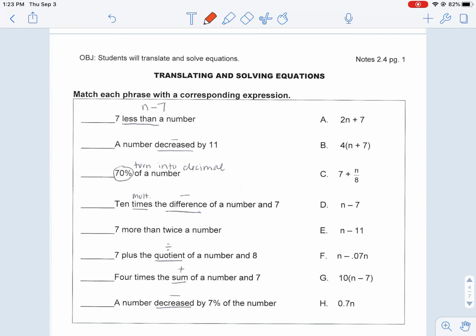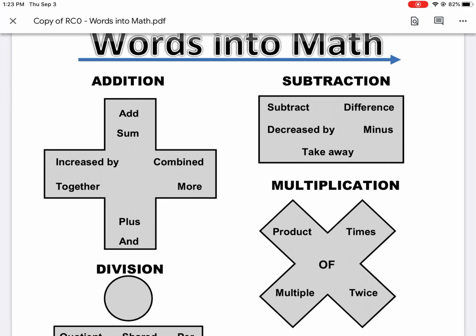All right, so for notes 2-4, we are looking at translating and solving equations. One thing I do want to make sure you are aware of is in your folder, it should be in the middle somewhere, but this paper of words into math is what's really going to help you be successful for this. So it shows you the different words that you see and what you really can substitute them with. So like if you see the words increased by, it means do a plus sign.